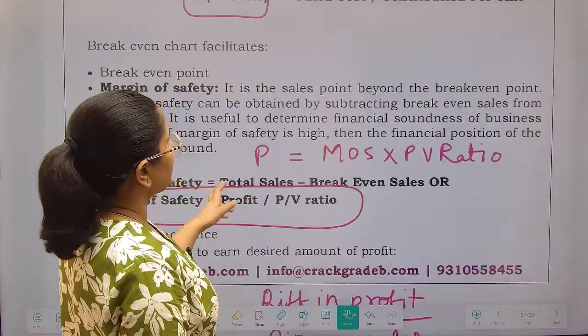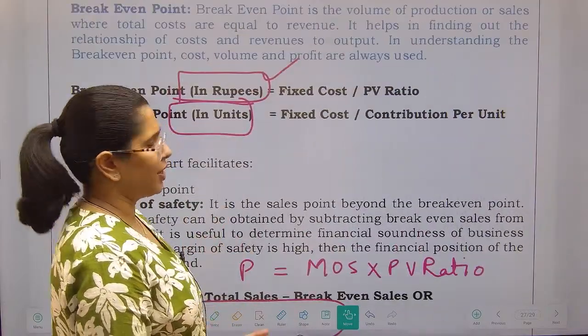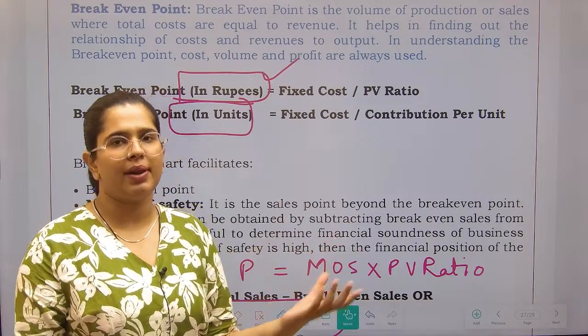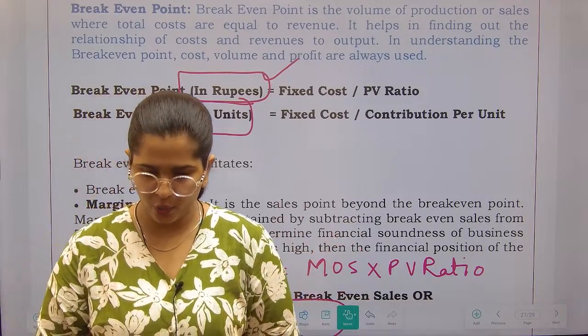बाकी मार्जिनल कॉस्टिंग में सेम काइंड ऑफ क्वेश्चंस होते हैं. These are the basic formulas, and by using these basic formulas you can solve the marginal costing question.